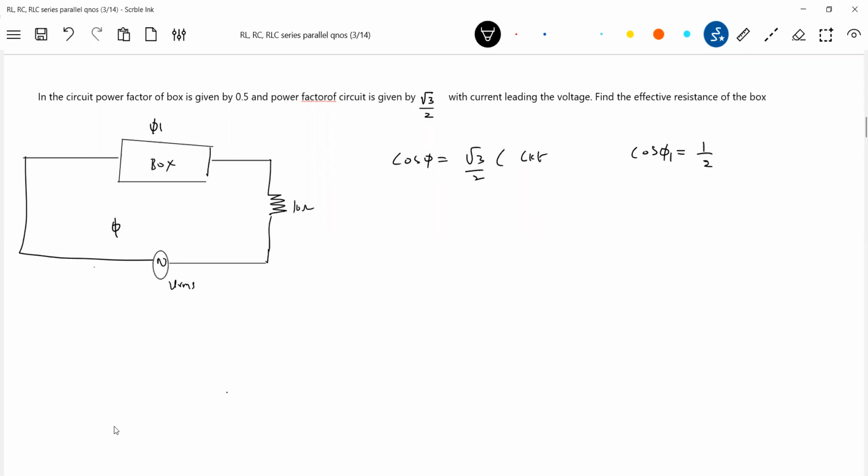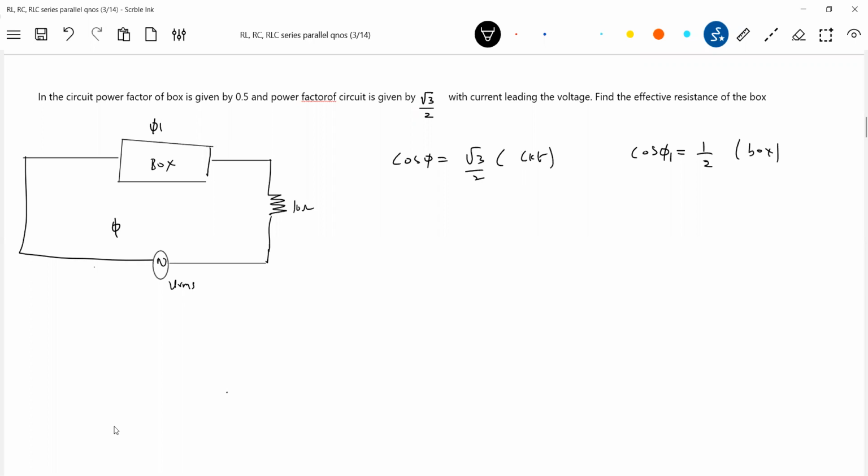Now basically the box should contain only a resistor, only a capacitor, or should have a capacitor, inductor and resistor. I think the question is given this much only. Students unnecessarily will assume more elements, then there are more unknowns and you can't solve.